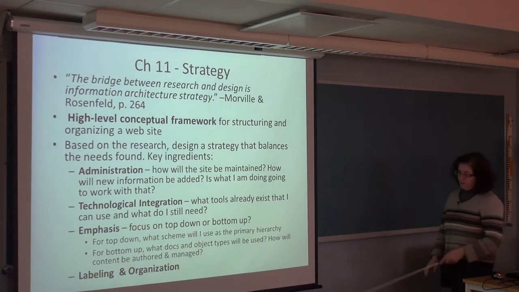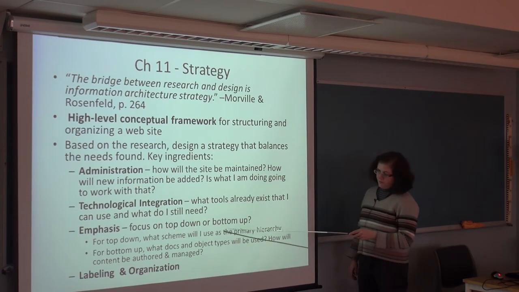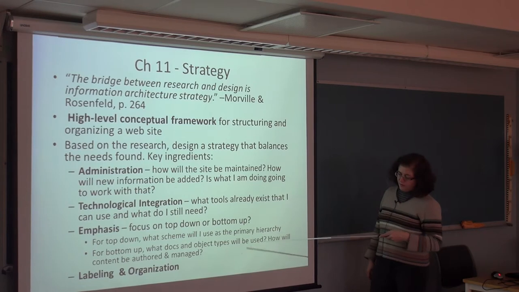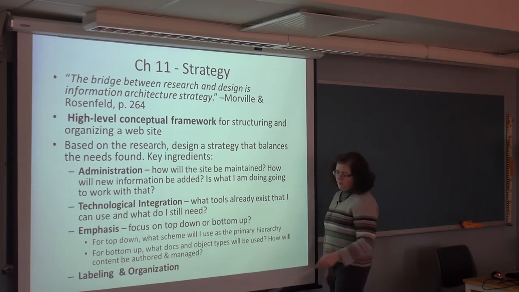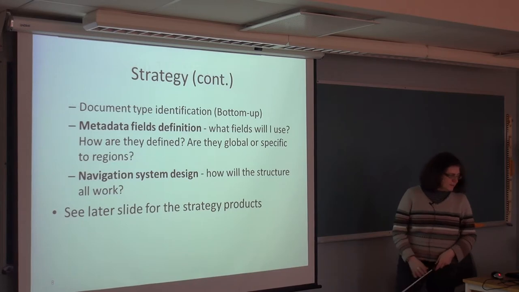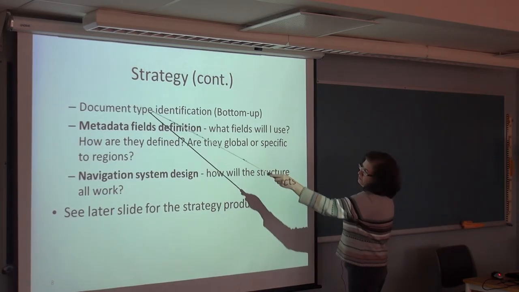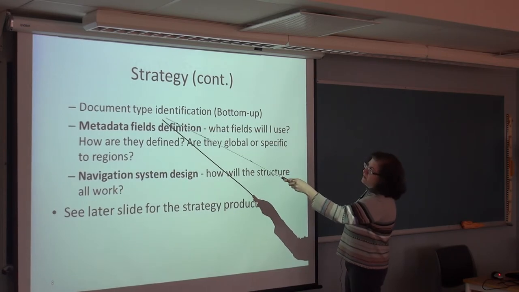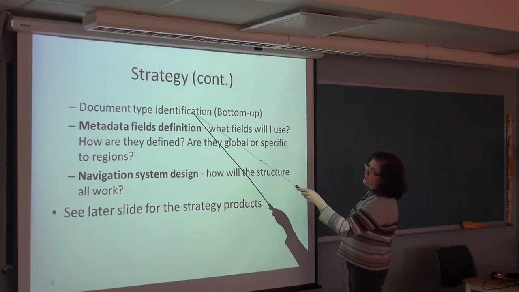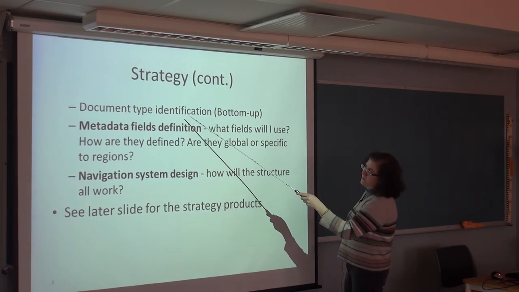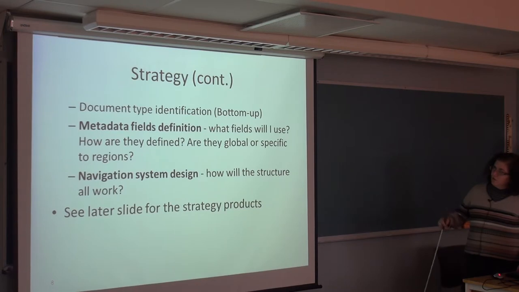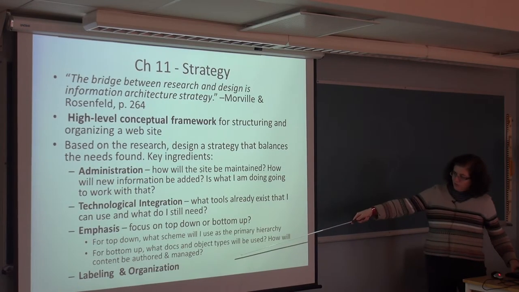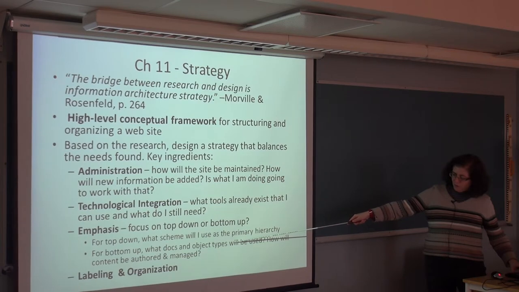Labeling and organization is usually part of this top-down primary hierarchy. It's decided on using techniques like card sorting to decide how this organization will work. And then document type identification, I should have made this dark just like the rest of these. This is the bottom-up scheme. So this is trying to identify which documents are going to fit into different organizations. So these two steps, document type identification and labeling and organization, have to do with this emphasis. And labeling and organization is here, and the document type organization is here.